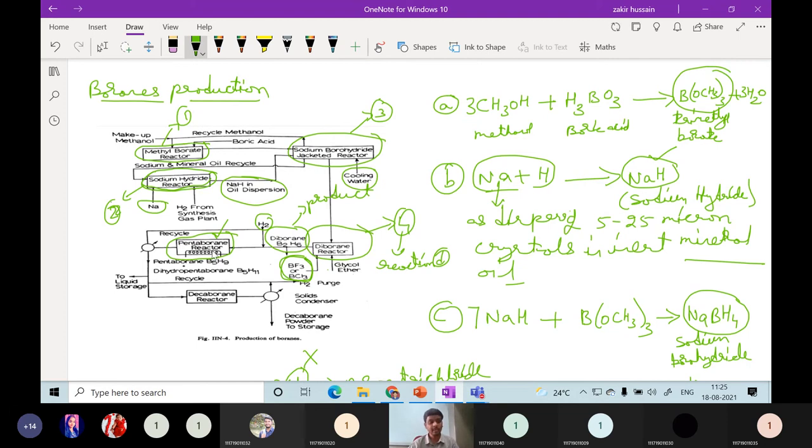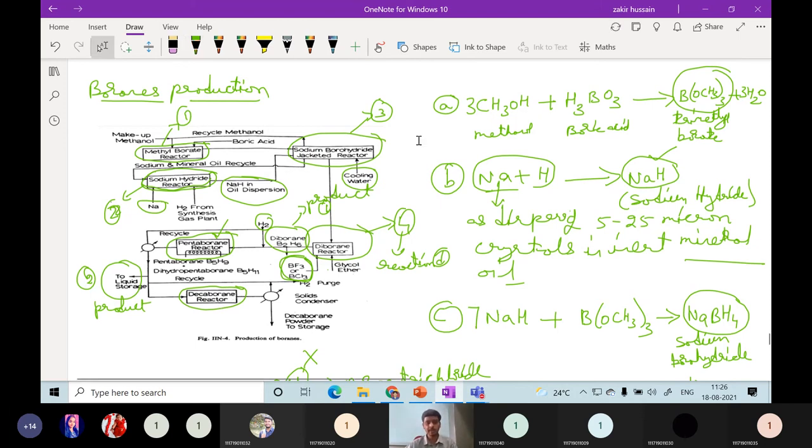Further, if you want a more desirable product, which is decaborane, B10, this pentaborane will be sent to the decaborane reactor. Otherwise, this liquid pentaborane can be just used as a product. This is the pentaborane product, and this is the diborane product. This is also one product, this is the second product. If you want to process the pentaborane further, you can send it to the decaborane reactor.